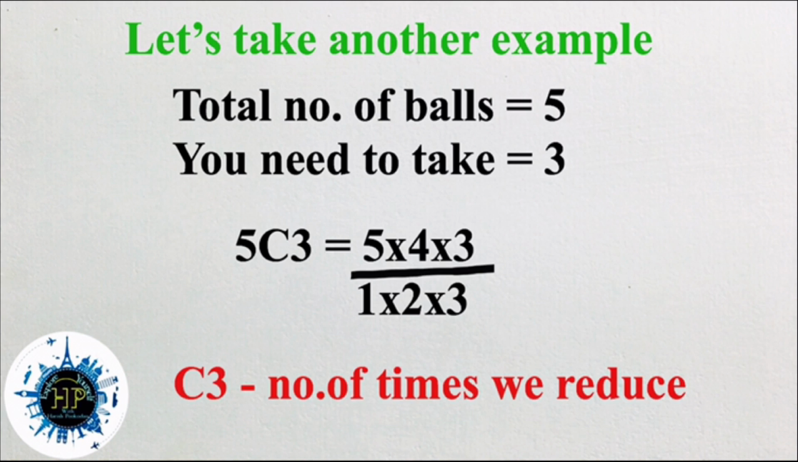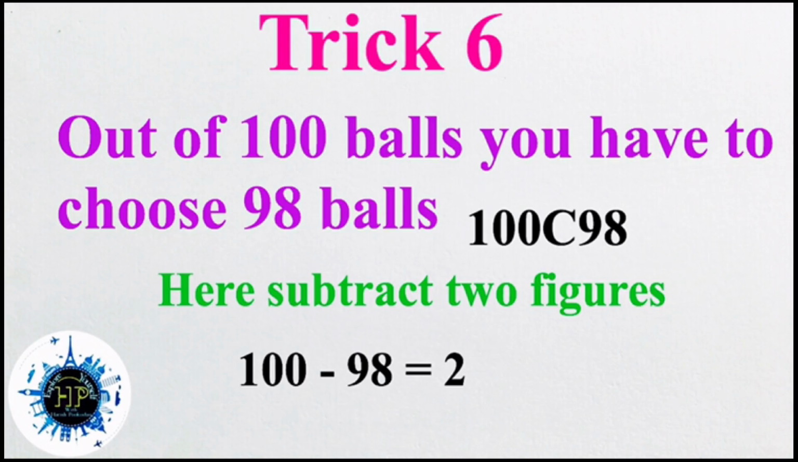So now look at trick number 4. There is an example. Out of 100 balls you have to choose 98 balls. So now you may have some confusion. The previous times we were speaking about small figures. Here 100 balls are there, and we need to choose 98 balls. So we need to find the probability.